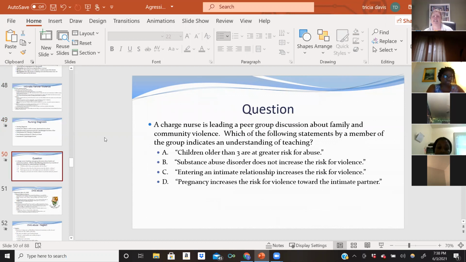All right, a charge nurse is leading a peer group discussion about family and community violence. Which of the following statements by a member of the group indicates an understanding of teaching? A, children older than 3 are at a greater risk of abuse. B, substance abuse disorder does not increase the risk for violence. C, entering an intimate relationship increases the risk for violence. Or D, pregnancy increases the risk for violence towards the intimate partner.